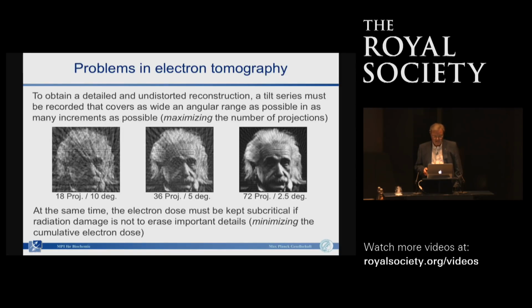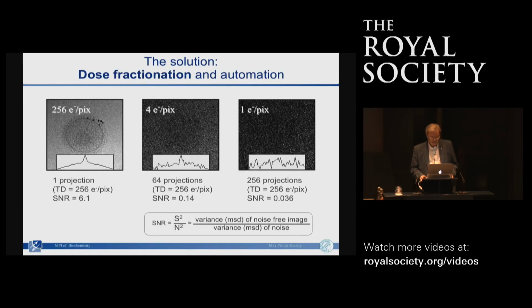Now, very briefly, the problems in electron tomography are simply to obtain a detailed and an undistorted reconstruction. A tilt series should cover as wide an angular range as possible with increments as small as possible, meaning we want to maximize the number of projections. That determines the quality of the tomogram. At the same time, this is difficult to reconcile with the need to minimize the cumulative electron dose to avoid radiation damage. So the solution to the problem is fairly simple. It's what we call dose fractionation. So instead of spending the entire allowable electron dose on a single image, which is then statistically relatively well defined, we distribute it over as many projections as possible, which are noisy, and we can do it only to the extent that they can still be aligned with respect to each other, with respect to a common frame of coordinates.